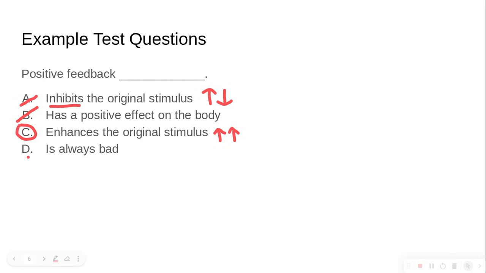But let's go ahead and look at D. So positive feedback is always bad. This is definitely not true. And any time you see a question that says is always bad, is always good, has a positive or negative effect, that's kind of going to be a red flag. This is not going to be your correct answer.